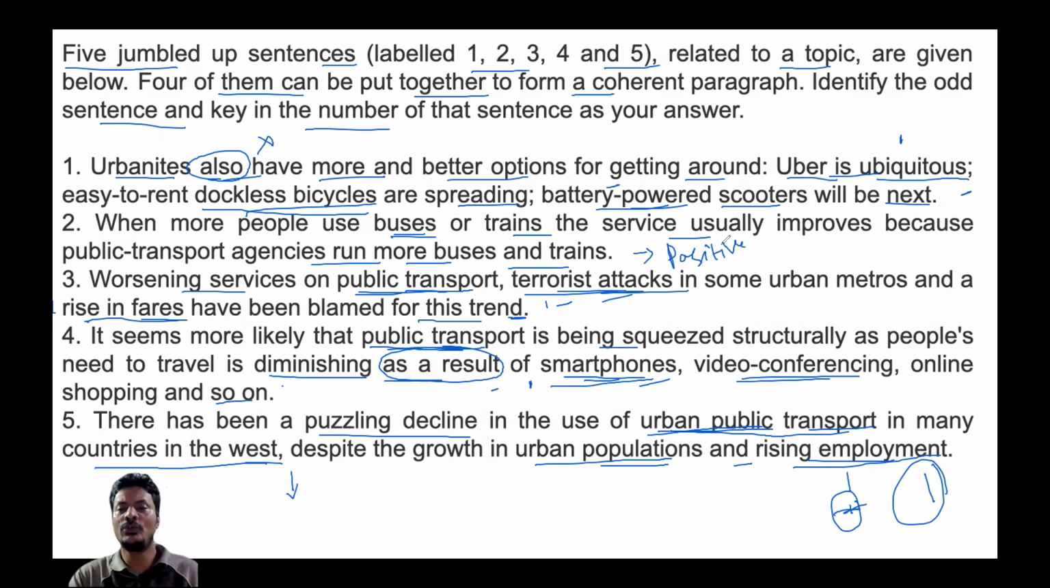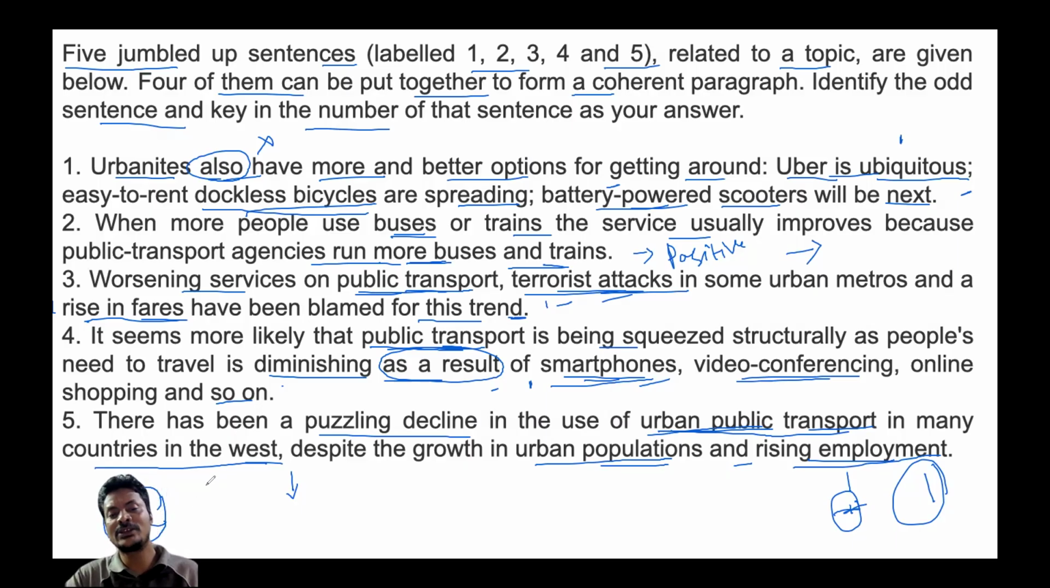Then what about 2? Option 2 is indicating that when more people use buses or trains, the service usually improves because public transport agencies run more buses and trains. Now, this one is telling the opposite direction by stating that public transport agencies run more buses and trains so that people will use buses or trains for their service, right? So that is why we can consider option 2 would be the odd one.